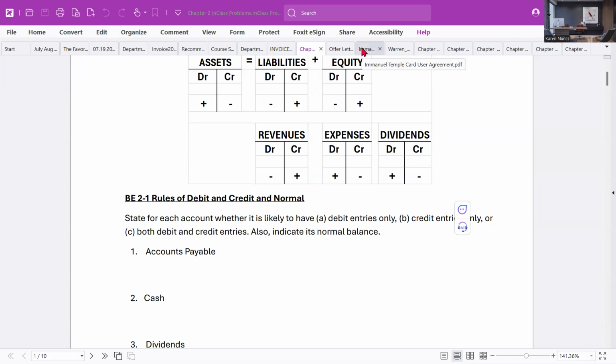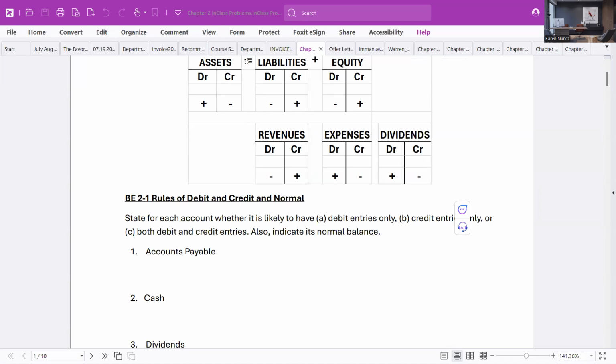Nunez. We're going to work on the Chapter 2 homework assignment for this session, and hopefully you'll get the tools that you need to complete the Chapter 2 application assignment and the Chapter 2 quiz. Let's start by reviewing the debit and credit rules.